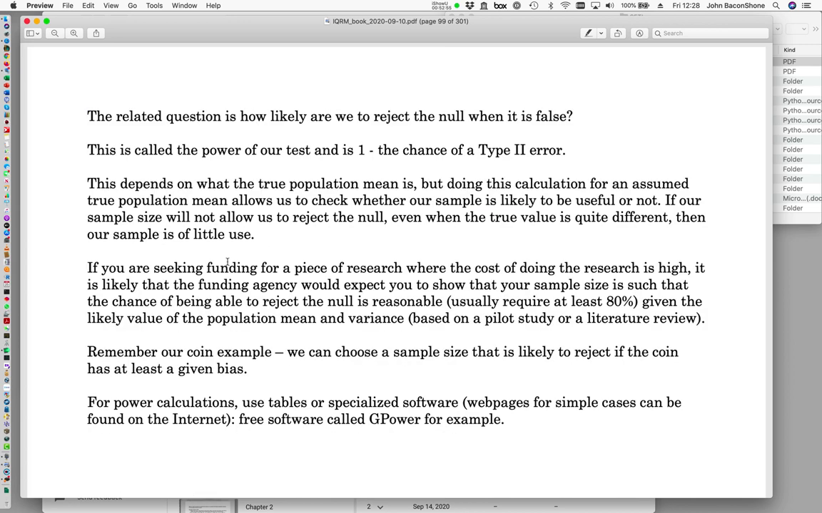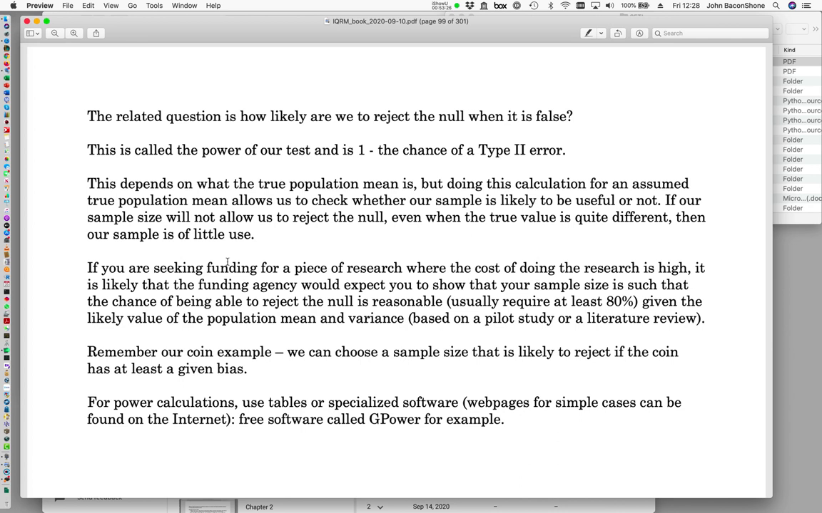Okay, so that means the related question is, how likely are we to reject the null when it's false? This is called the power of our test, the statistical power of our test, and is simply 1 minus the chance of a type 2 error. So this depends on what the true population mean is, but doing this calculation for an assumed true population mean allows us to check whether our sample is likely to be useful or not.